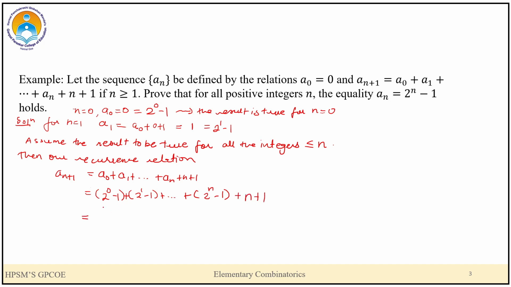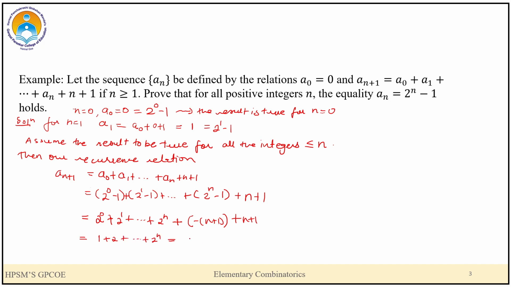Next we'll combine these terms which are of the form 2 raised to something. So it is 2 raised to 0 plus 2 raised to 1 up to 2 raised to n, plus, now here we see minus 1 up to minus 1 appearing n plus 1 times because these are n plus 1 terms. So this will be minus of n plus 1, plus n plus 1. So these two terms get cancelled and we'll be left with 2 raised to 0, which is 1, plus 2 up to 2 raised to n.